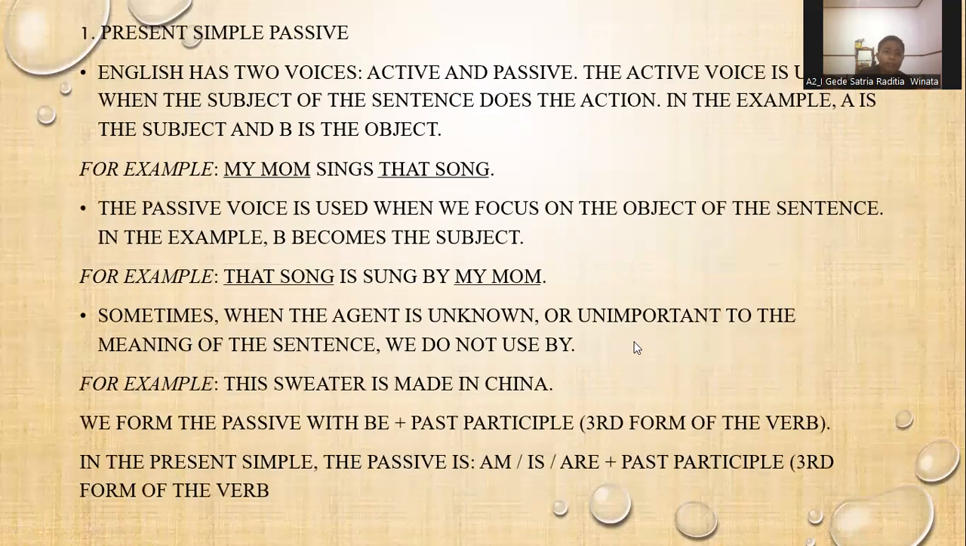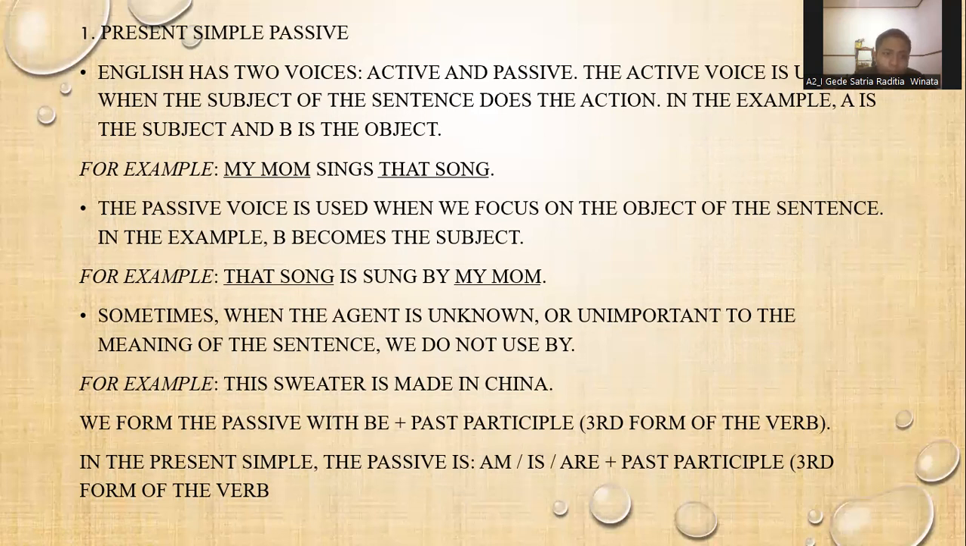The first, simple passive. English has two voices, active and passive. The active voice is used when the subject of the sentence does the action. In the example, A is the subject and B is the object. For example, my mom sings that song. My mom is the subject.